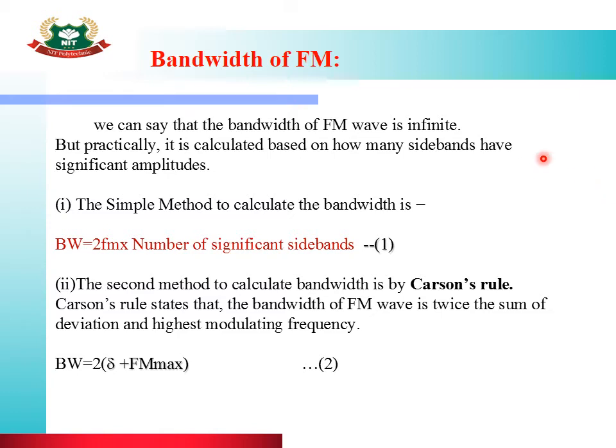So how many types are there to calculate the bandwidth of FM? One is the simplest method, we can use the number of significant sidebands with respect to the modulating frequency, and the second method is nothing but the कार्सन rule, जिसमें अपन ने किया था क्या, दो से आपने मल्टीप्लाई किया था, एडिशन ऑफ डेविएशन एंड द हाईएस्ट मॉड्यूलेटिंग फ्रीक्वेंसी, एंड अपने को फॉर्मूला मिला था बैंडविड्थ इज इक्वल टू ट्वाइस ऑफ डेल्टा प्लस एफएम मैक्स.